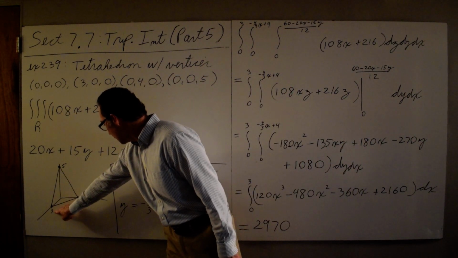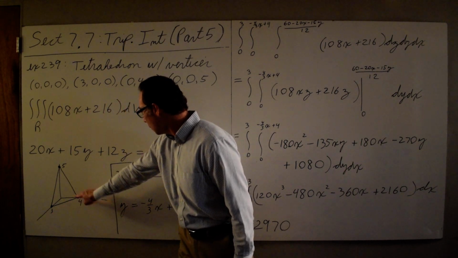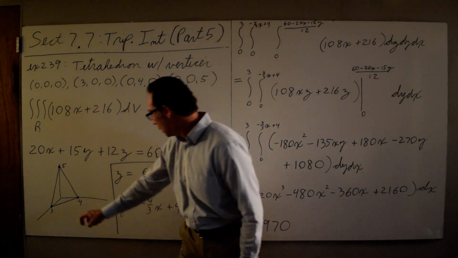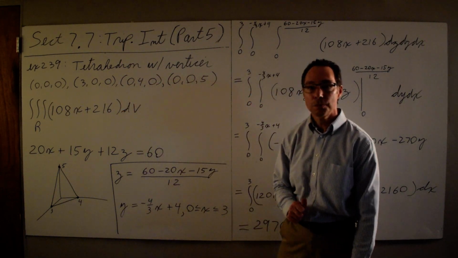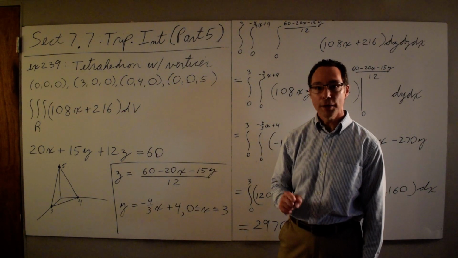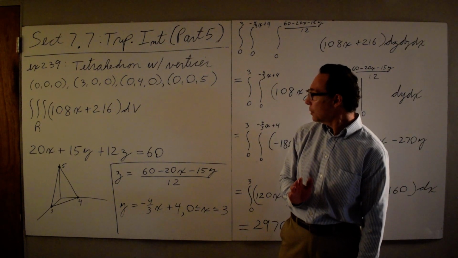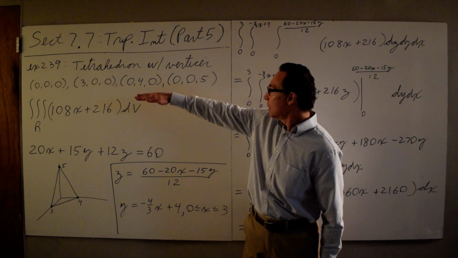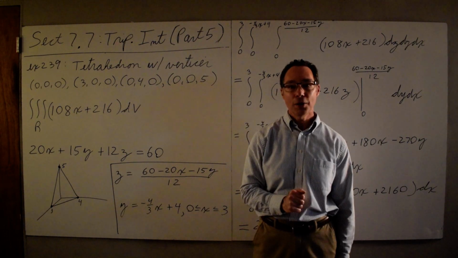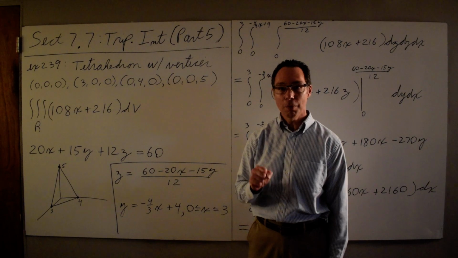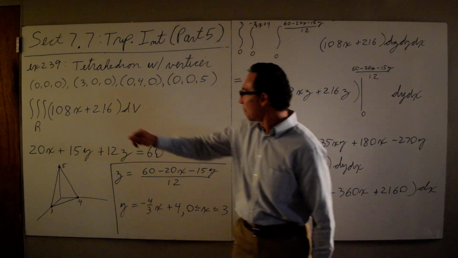So here is (3, 0, 0), (0, 4, 0), (0, 0, 5), and of course the origin here is back in the corner. So that's our tetrahedron. So what we would like is the equation of the plane that passes through the points (3, 0, 0), (0, 4, 0), and (0, 0, 5). So remember how to do that? How to find the equation of a plane passing through 3 points.